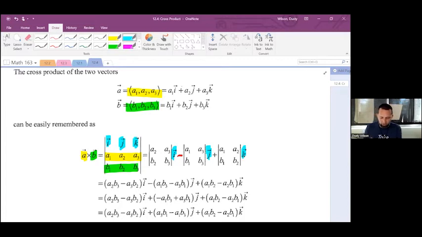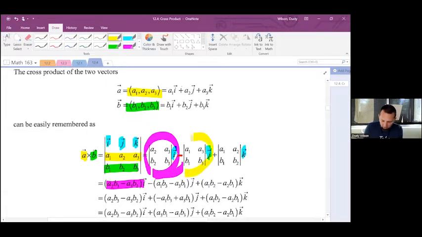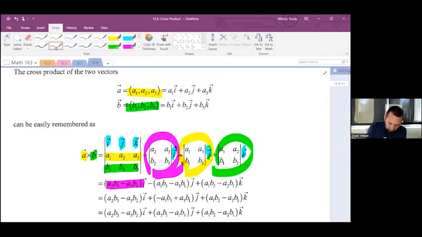So we notice that the first determinant tied to the i's here is going to be A2 B3 minus A3 B2. And then the second one would be A1 B3 minus A3 B1. And the third would be A1 B2 minus A2 B1. And again, notice that there's this negative built into the formula.